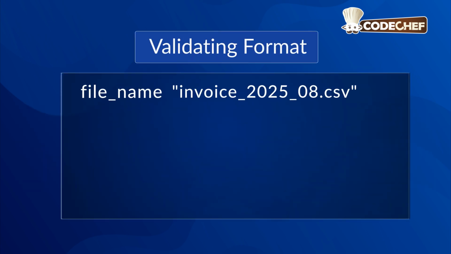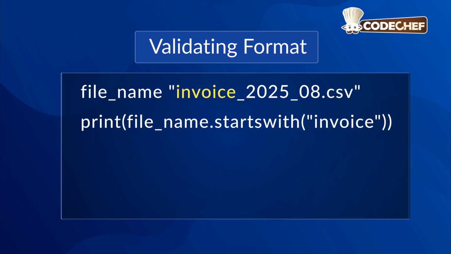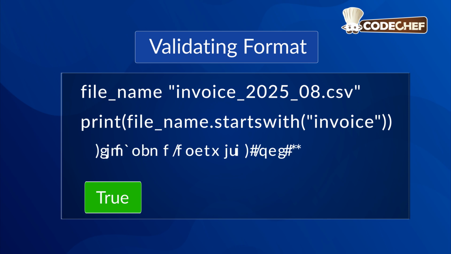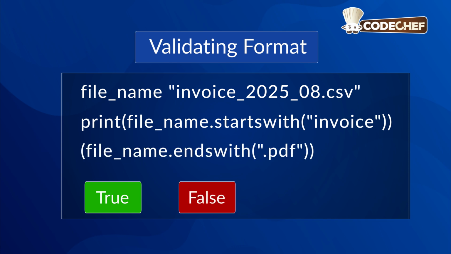For validation, .startswith and .endswith are essential. They check if a string begins or ends with a specific sequence of characters and return a simple true or false. This is the standard way to check file types, URL schemes, or any other fixed format text.